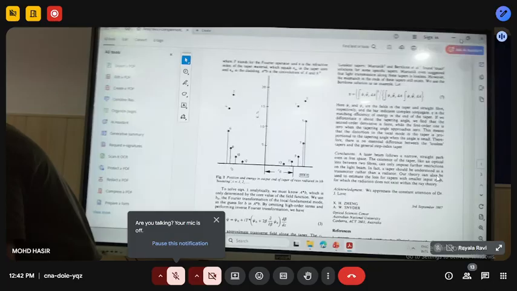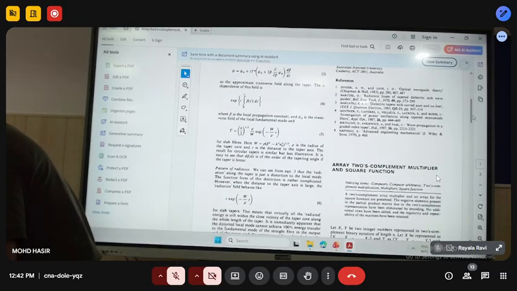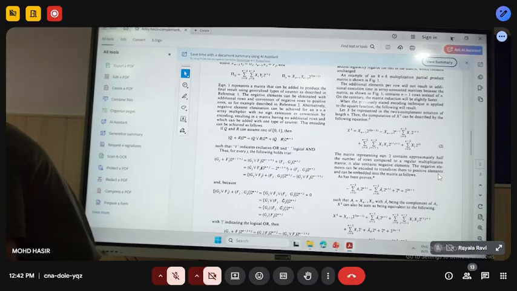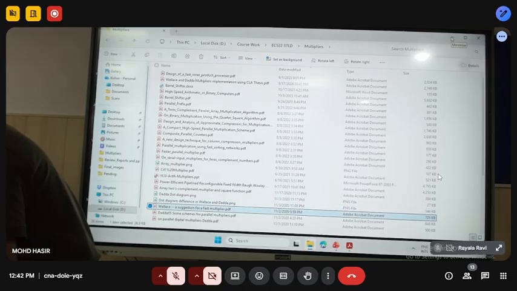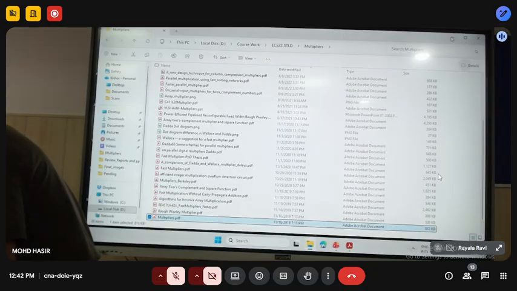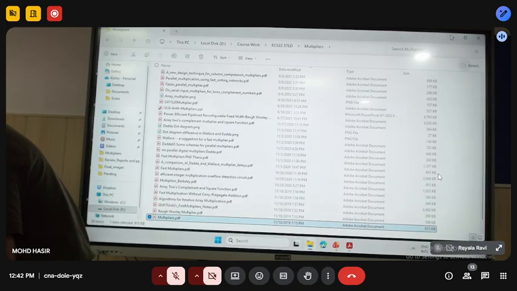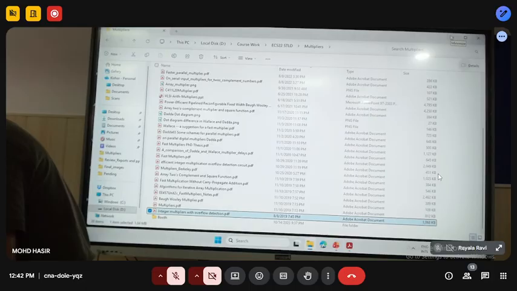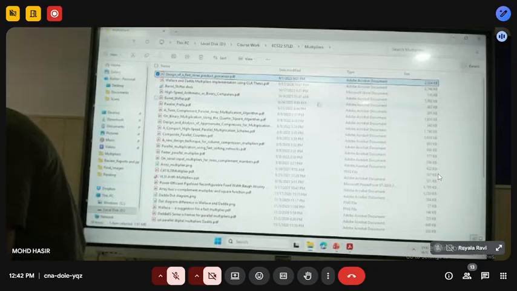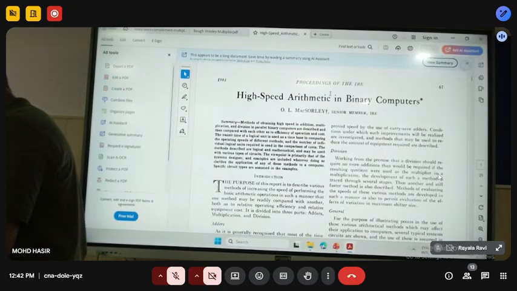So these are some standard architectures which are available. If you look at my multipliers, these many multipliers I have read. Maybe there is a paper I need to check somewhere. All these papers are available to you if you have an IEEE subscription. This is a suggestion.